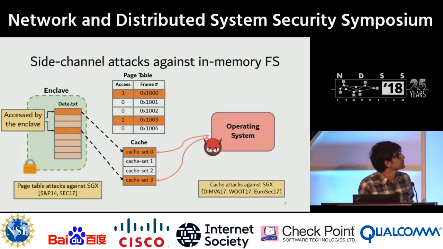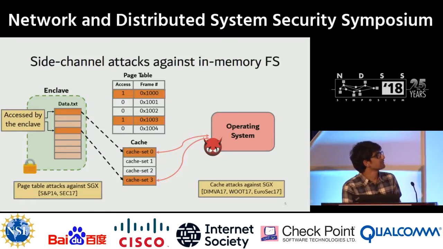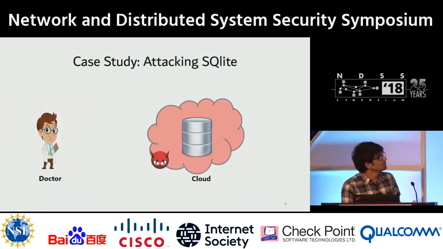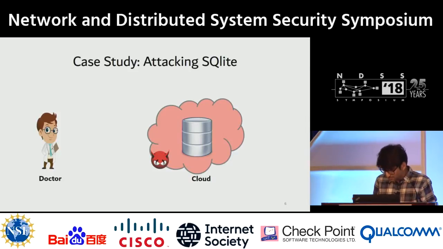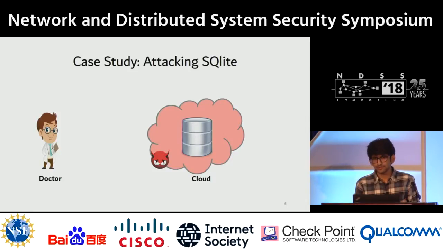We have a bunch of attack papers against SGX in the past that have shown that this is possible. Moving on, so far we've just talked about generic side channels. So how does this fit into the file system operations?